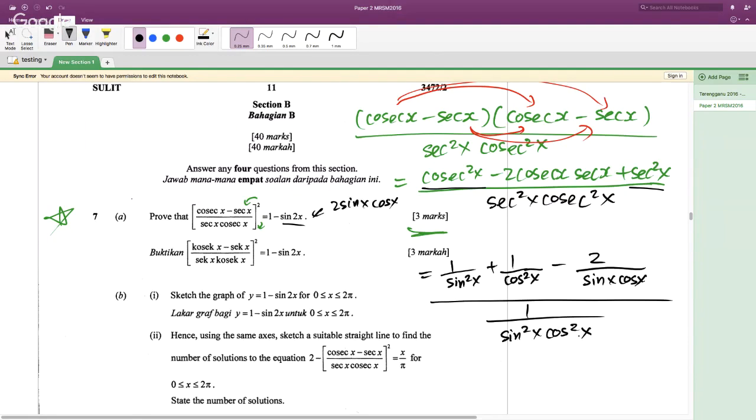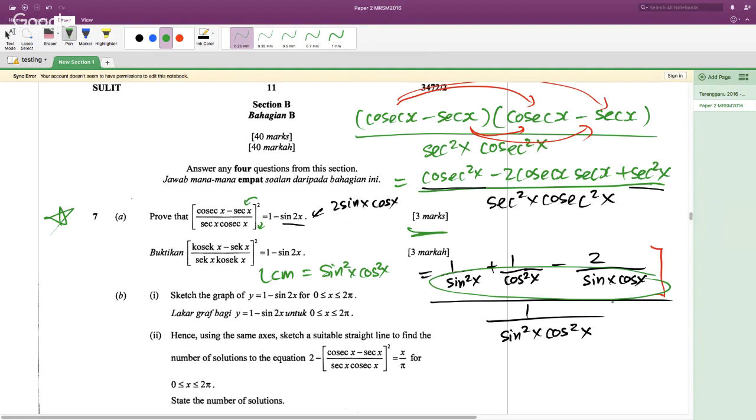Therefore, what I want to do is just ignore the bottom first. We're trying to focus here. What I will try to do is make all of them have the same denominator. So what is their LCM? Their LCM basically is sine square x cos square x. LCM is actually the lowest common multiple. If you don't know this one, just forget it.